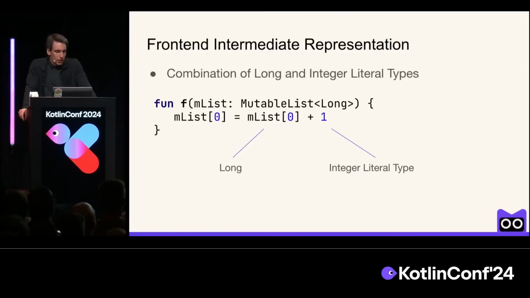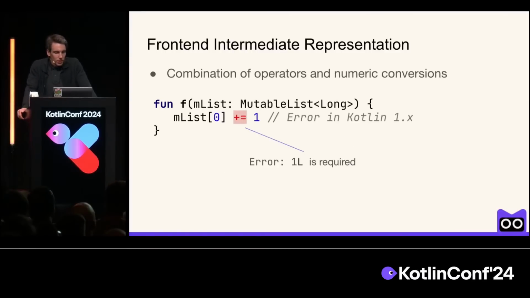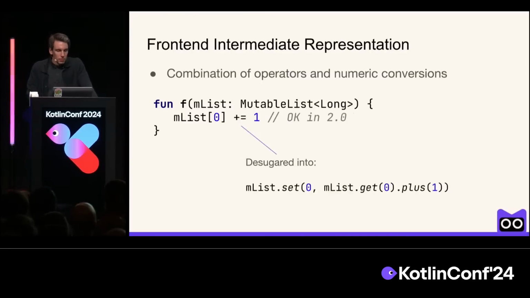But now let's simplify this by using plus assign. If you do this, the compiler will emit an error because it failed to combine operator calls and numeric conversions. We could meet such issues from time to time here and there. And here's where our intermediate representation shines, as the compiler can now desugar this code and then perform all the necessary conversions. Note that in such a simple case, we've actually used 3 operators and a numeric conversion altogether.